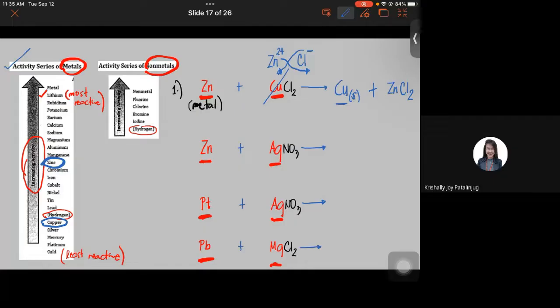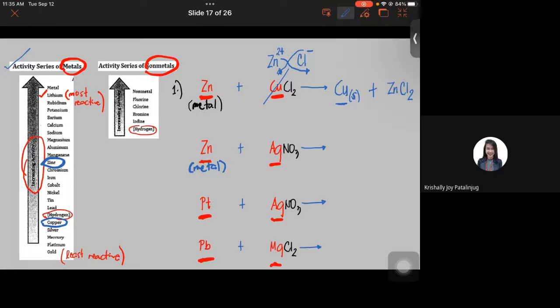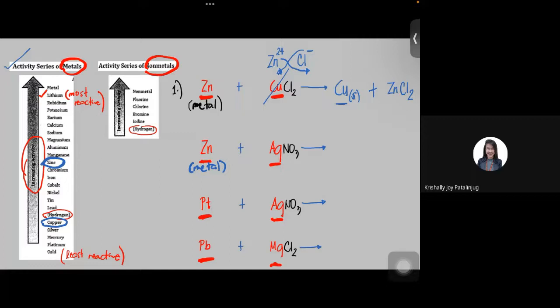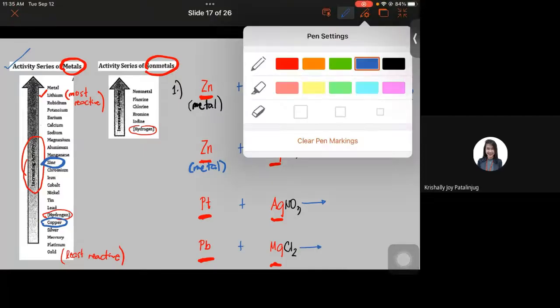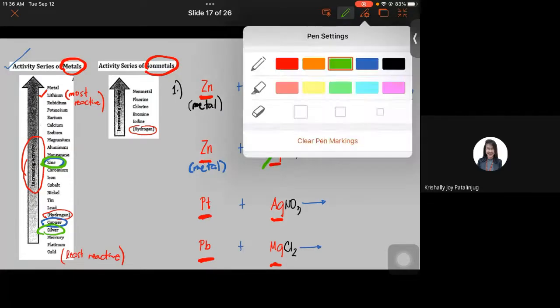Let's have another example. Zinc plus silver nitrate. So another single replacement type of reaction. You have a single element, zinc, which is a metal. It tries to displace the metal portion of silver nitrate, which is obviously silver. Can zinc displace silver? Yes or no? Yes, it can displace silver. Going back to the reactivity series, zinc is on top of silver. So zinc is more reactive than silver. So it can displace, kick out the silver, so silver is now the single element.